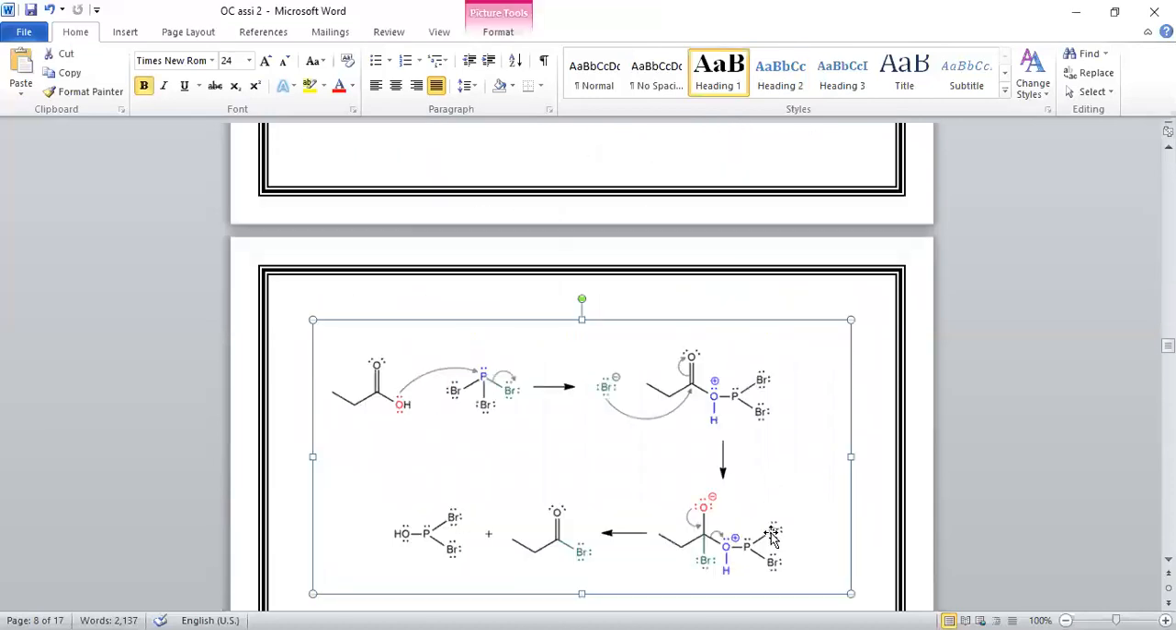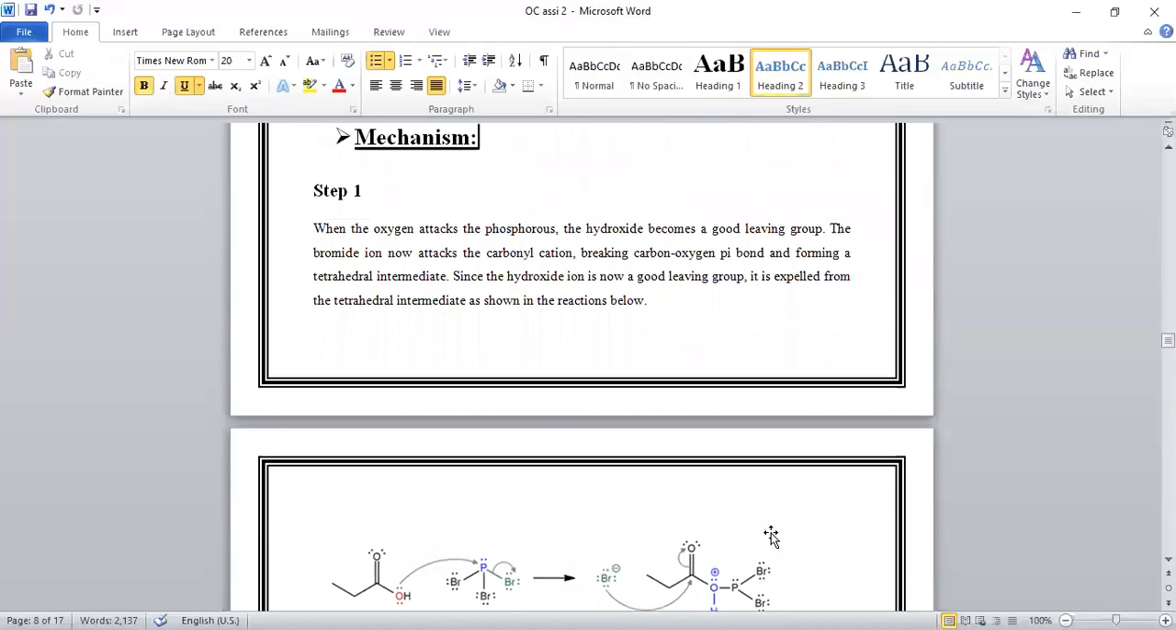Then coming towards its mechanism, in step 1, when the oxygen attacks the phosphorus, the hydroxide becomes a good leaving group, and the bromide ion now attacks the carbonyl cation, breaking the carbon-oxygen pi bond and forming a tetrahedral intermediate. Since the hydroxide ion is now a good leaving group, it is expelled from the tetrahedral intermediate as shown in the reaction below.